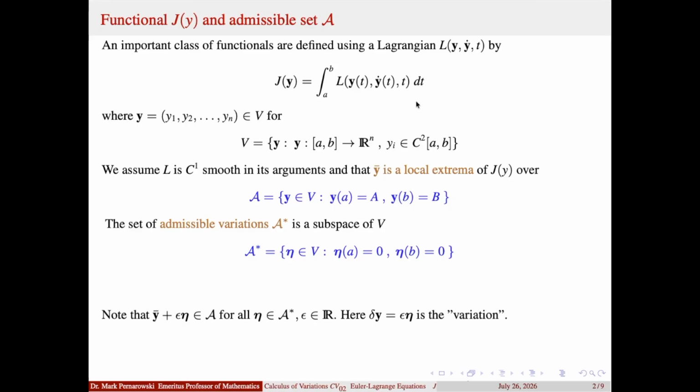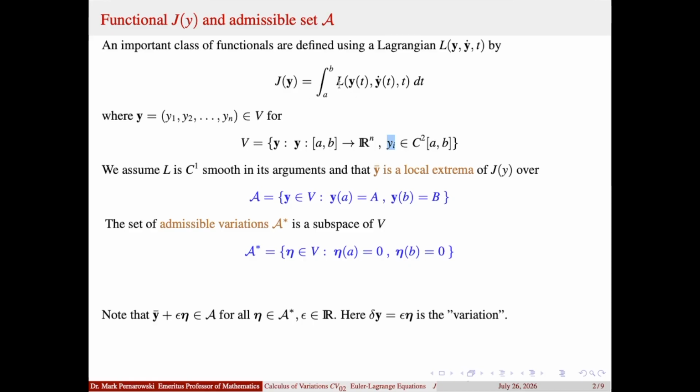So this class of functionals is defined by an integral for t between 0 and 1. And it's a function of y of t, where y of t is a vector-valued function in a vector space. The vector space is those functions that map from A, B to R^n, where each of the components y_i of this function are C2. So long as we stick with that vector space, then I don't have to worry about technical things.